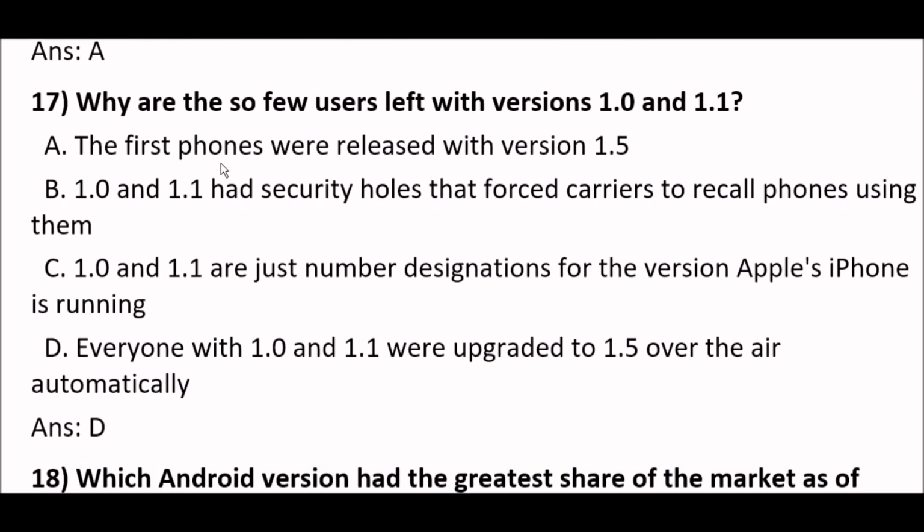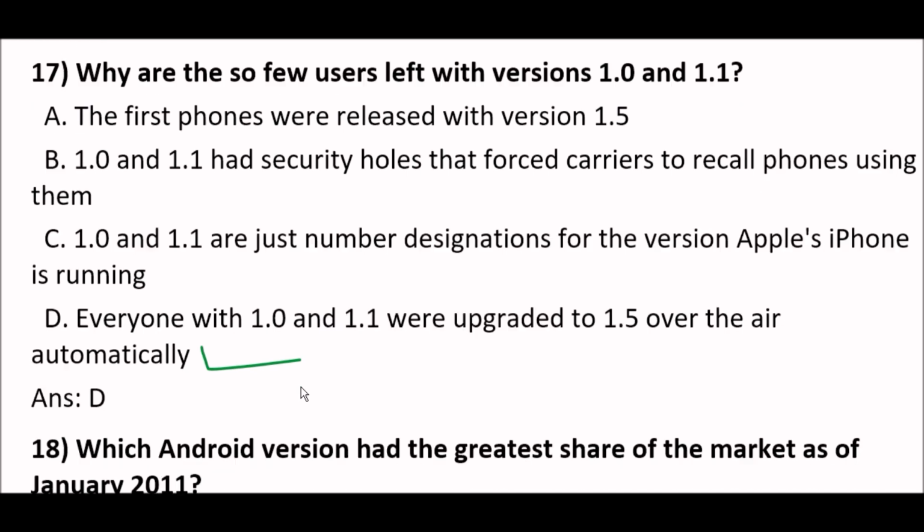Next question. Why are so few users left with versions 1.0 and 1.1? Option A. The first phones were released with version 1.5. Option B. 1.0 and 1.1 had security holes that forced carriers to recall phones using them. Option C. 1.0 and 1.1 are just number designations for the versions Apple's iPhone is running. Option D. Everyone with 1.0 and 1.1 was upgraded to 1.5 over the air automatically. Right answer is option D. Everyone with 1.0 and 1.1 was upgraded to 1.5 over the air automatically.